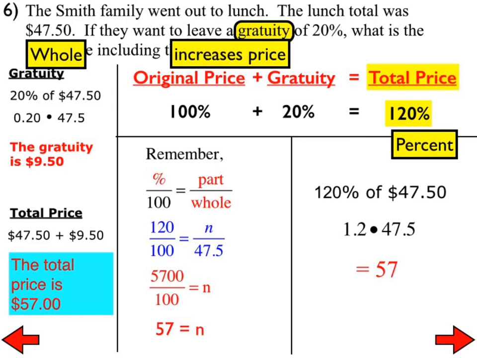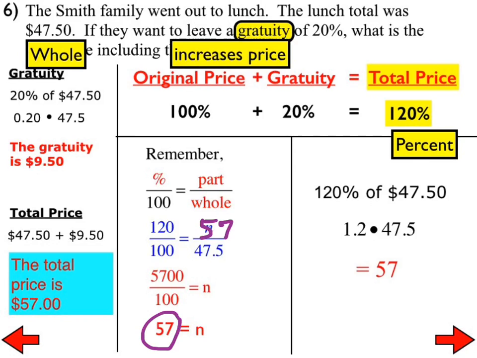Now before we go on, I want to make one thing very clear. This 57 that we just found is the price after the gratuity. That's the price after the 20% off. Okay? We need to keep that in mind for number 7.